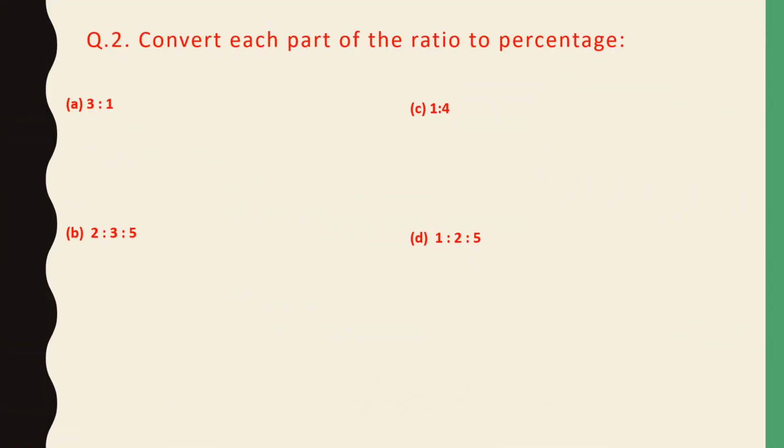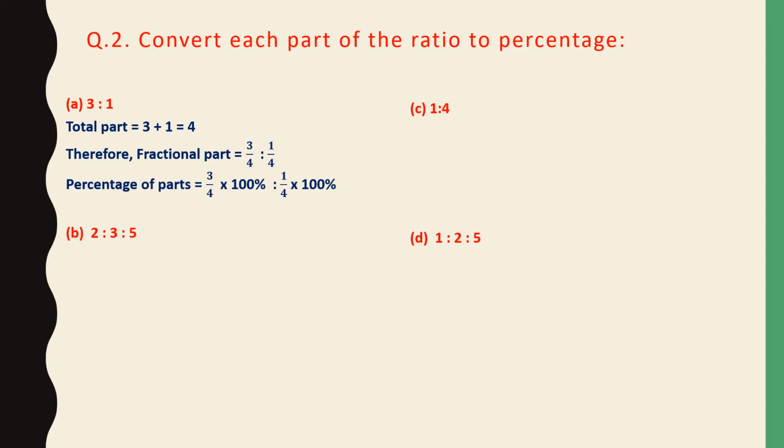2. Convert each part of the ratio to percentage. First is 3:1. Total parts 3 plus 1 equals 4. Therefore, fractional parts 3 by 4 is to 1 by 4. Percentage of parts: 3 by 4 into 100% is to 1 by 4 into 100%. So you can cancel out, simplify this. Here it is 25. Here we get 75% is to 25%.